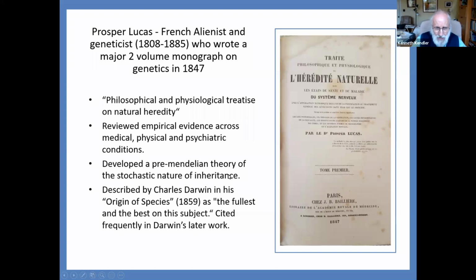The importance of Prosper Lucas's work is best illustrated in one of the great books in all of the history of science, Charles Darwin's Origin of Species in 1859, where he noted Prosper Lucas's book as, quote, the fullest and best on this subject. And in his later works, particularly on variations in plants and animals, Darwin frequently cited Lucas's work more than a dozen times in that book itself.